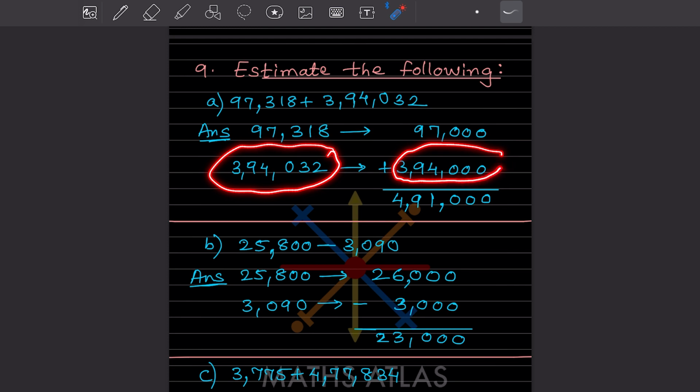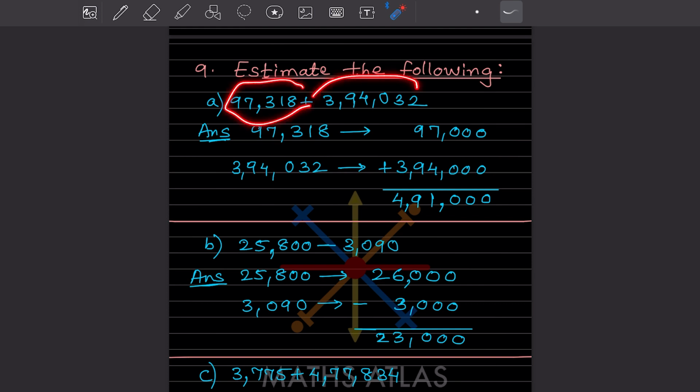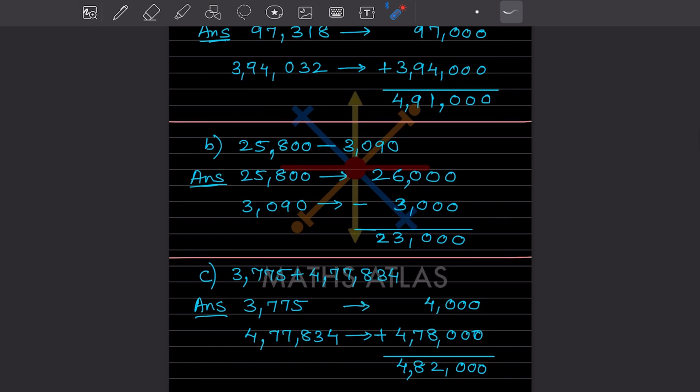This all are rounding. Okay, estimate here means they have to round first and then you have to add it. So first this number you have to round and then you are going to add it. So this is the final answer. Same over here. This 25,800 becomes 26,000.